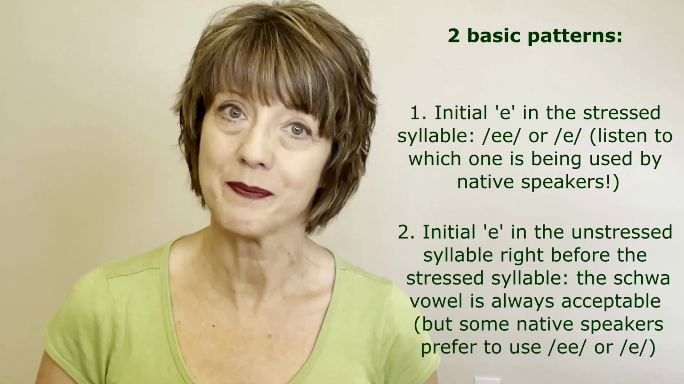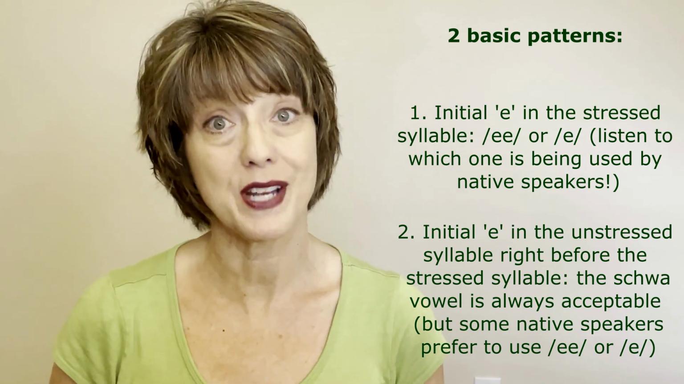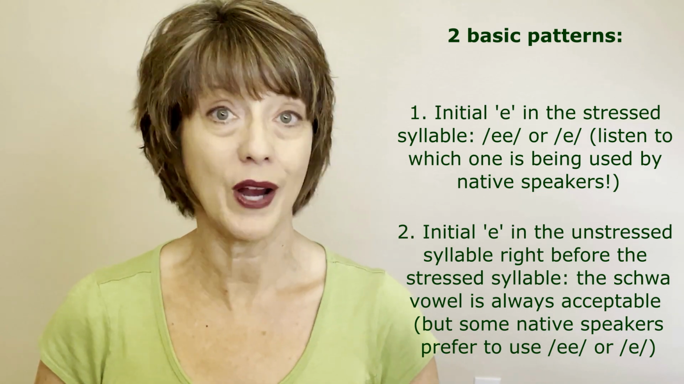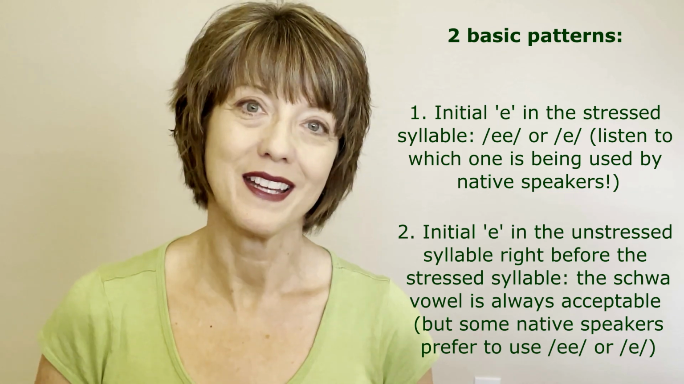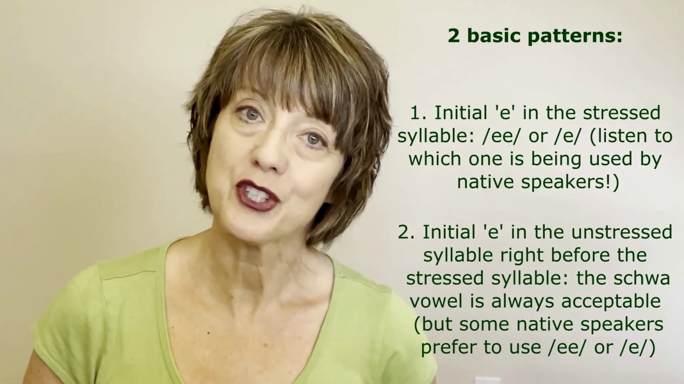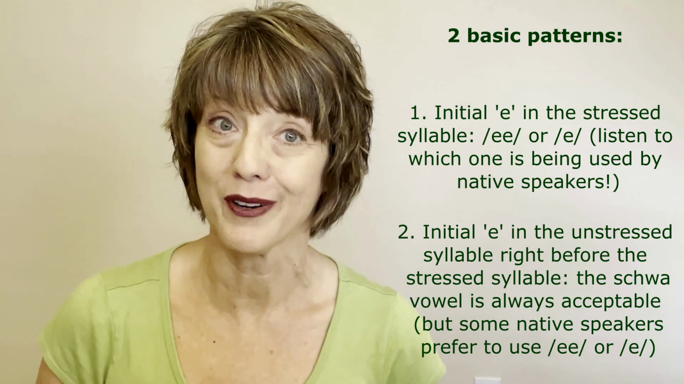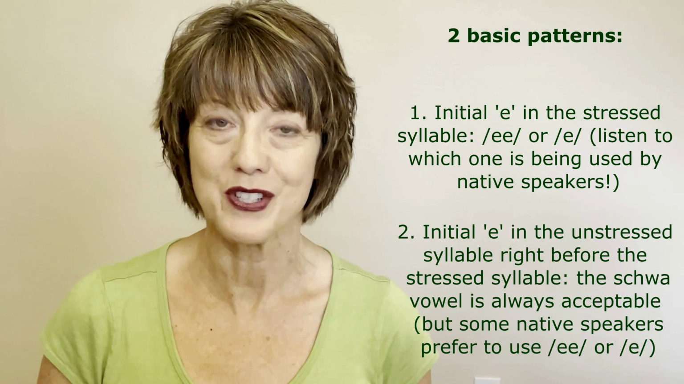Okay, let's recap our basic patterns. There are two main ones. Number one, if the initial E falls in the stressed syllable, it will be pronounced as E or E, but never with the schwa vowel. Number two, if the initial E is in an unstressed syllable right before the stressed syllable, the easiest strategy is to use the schwa vowel.